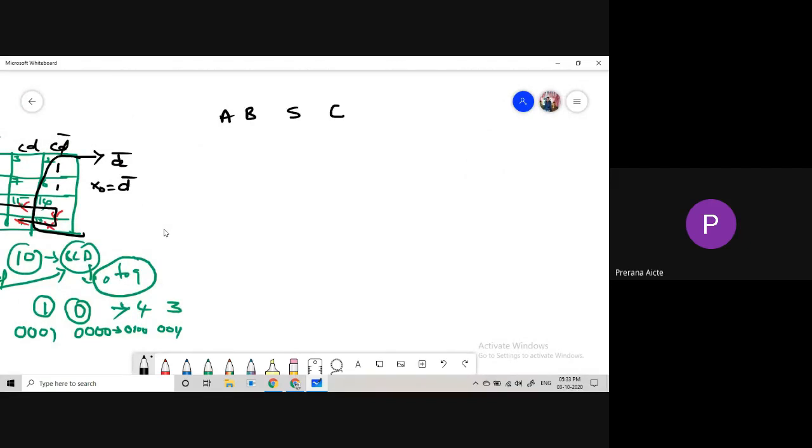So how many possibilities are there for these 2 inputs? 4: 0 0, 0 1, 1 0, 1 1. If we add 0 and 0, we get 0, so there is no carry, right? Yes, sir. If we add 0 and 1, we get 1, no carry. Similarly 1 0. What about 1 plus 1? Sum is 0, carry 1.